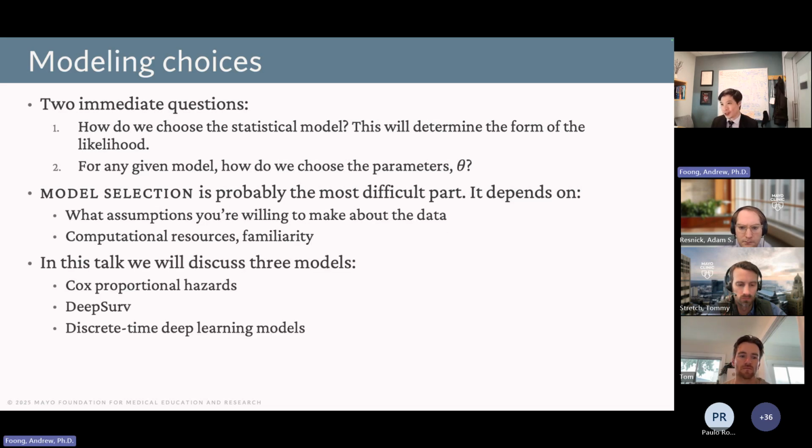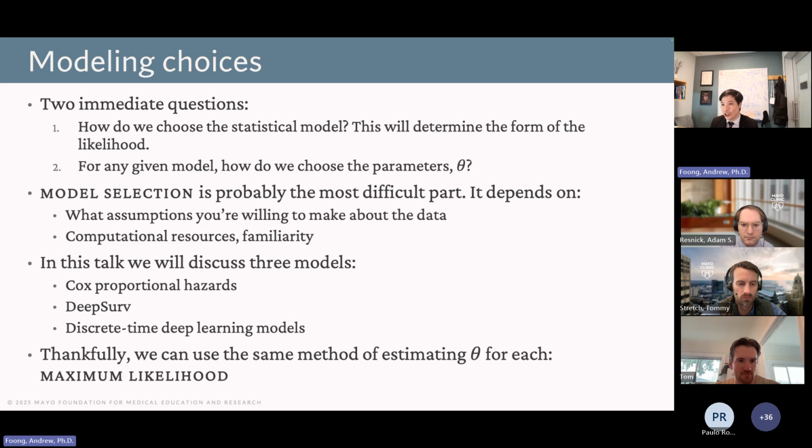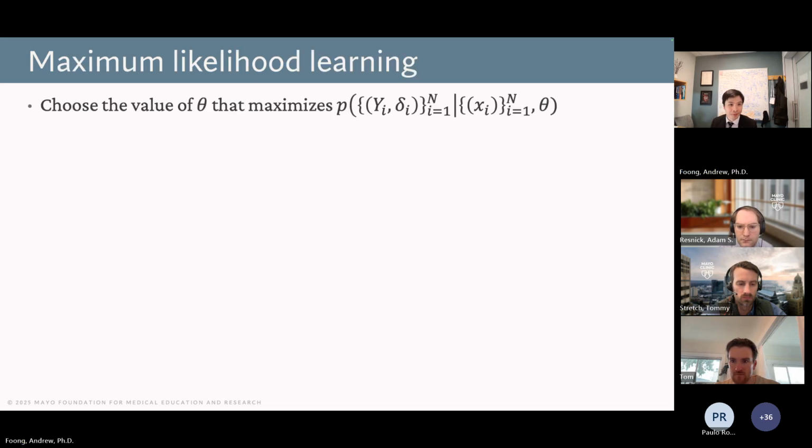In this talk, we'll discuss three families of models. We're going to discuss the classical model, which is Cox proportional hazards. Then we're going to talk about DeepSurv. And finally, we're going to talk about discrete-time deep learning models. They all are learned with the maximum likelihood principle, but they all specify different functional forms of the likelihood. Thankfully, for each of these models, once you write the likelihood that is specific to that model, you can use the same method for estimating theta for each of them, which is the maximum likelihood method.